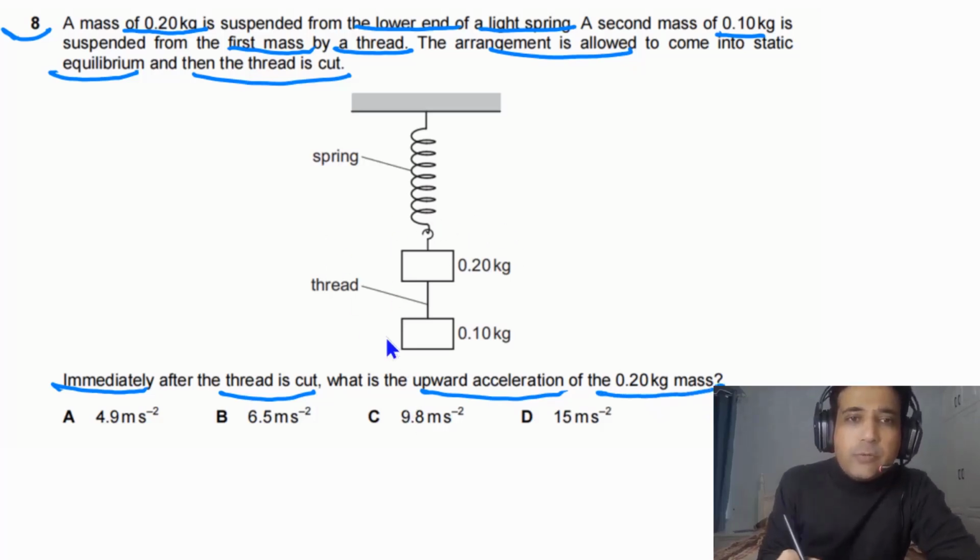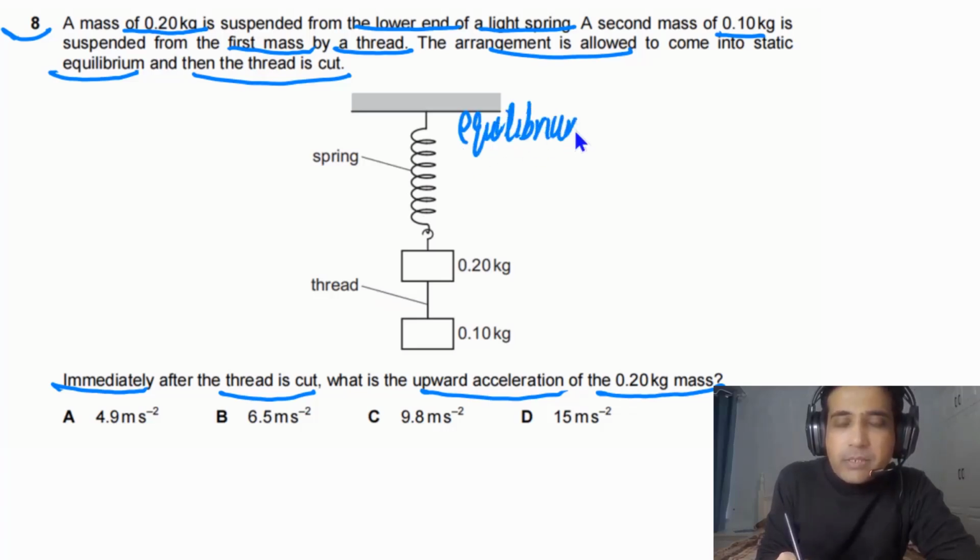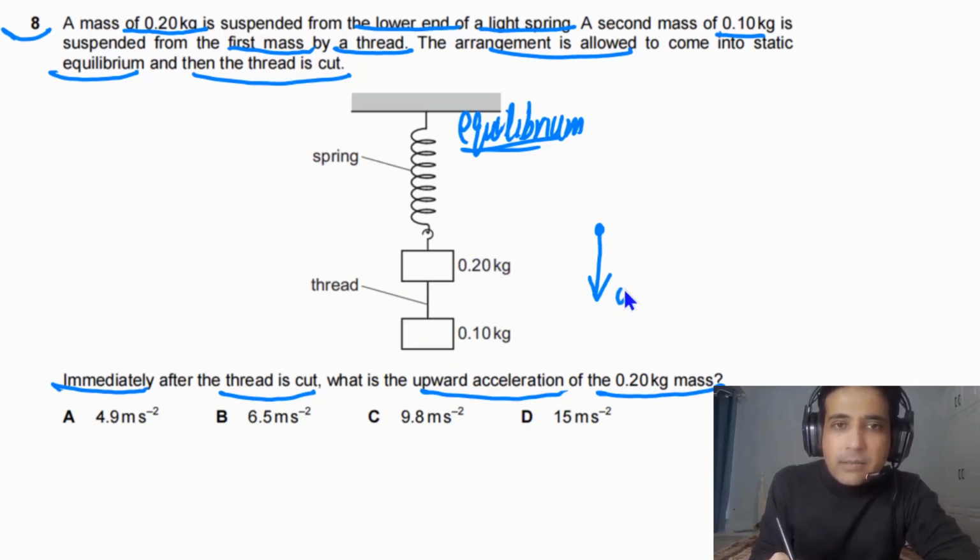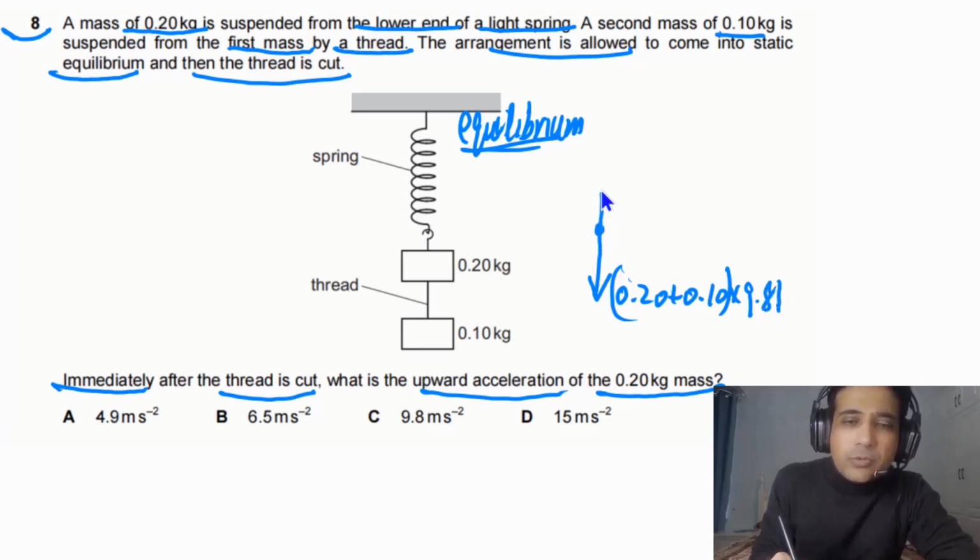First of all, we have this arrangement, and this is in static equilibrium. So it simply means that we can find out the force in the spring, and we can draw the free body diagram. In this case, the force acting downwards will be equal to the weight of these two masses, and that is (0.20 + 0.10) times 9.81, and this has to be equal to the spring force. So we can draw the spring force that is acting vertically upwards.